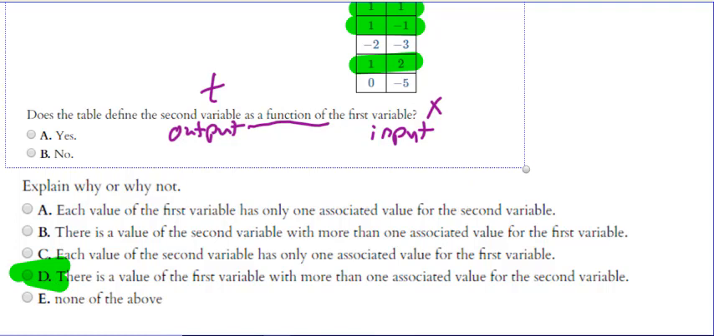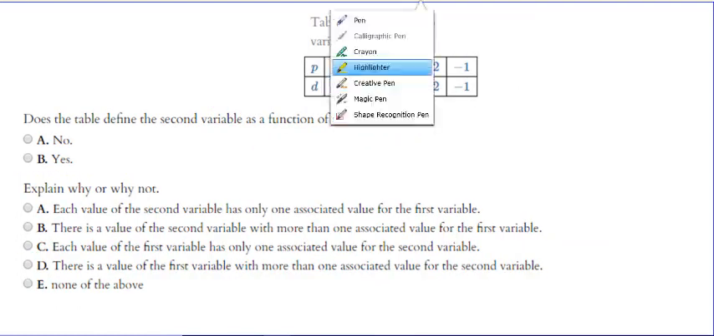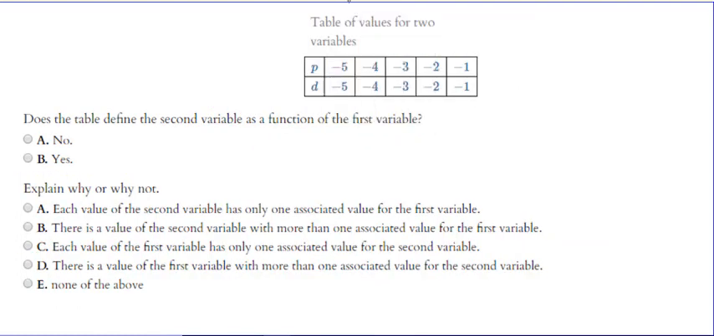Now, let's look at this one. Does the second define it as a function of the first? So that's P, and this is D. So we're looking at P to see if it repeats. -5, -4, -3, -2, -1. No.